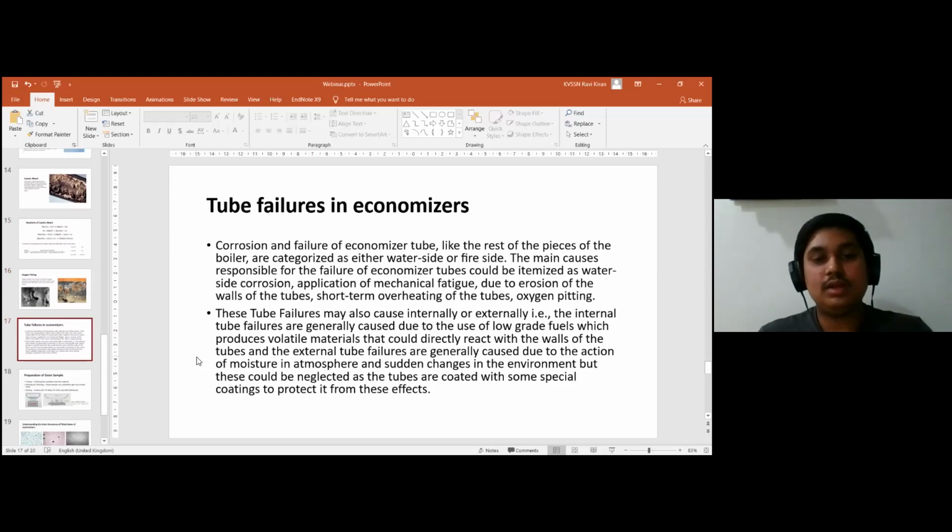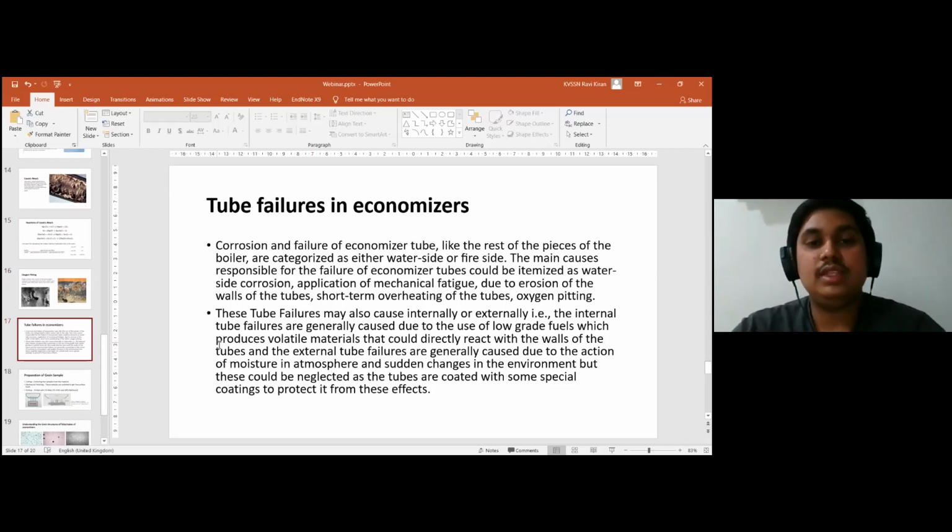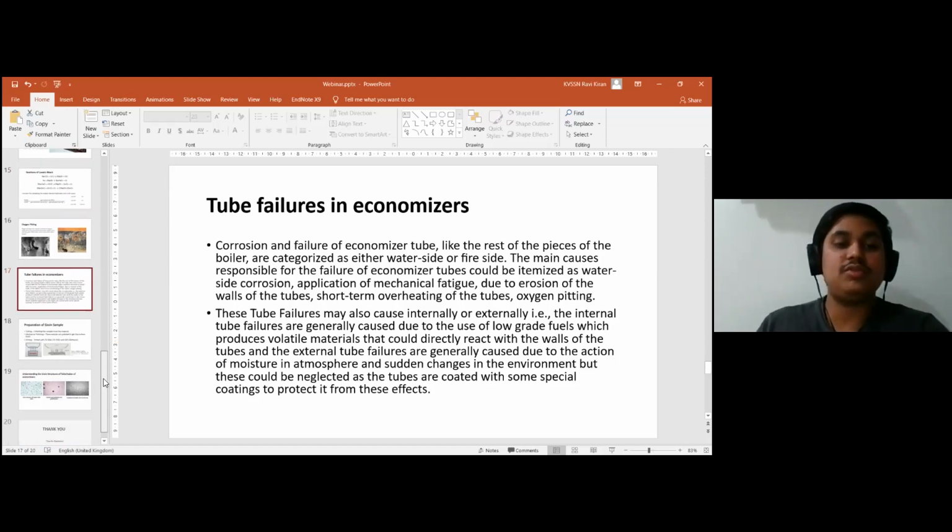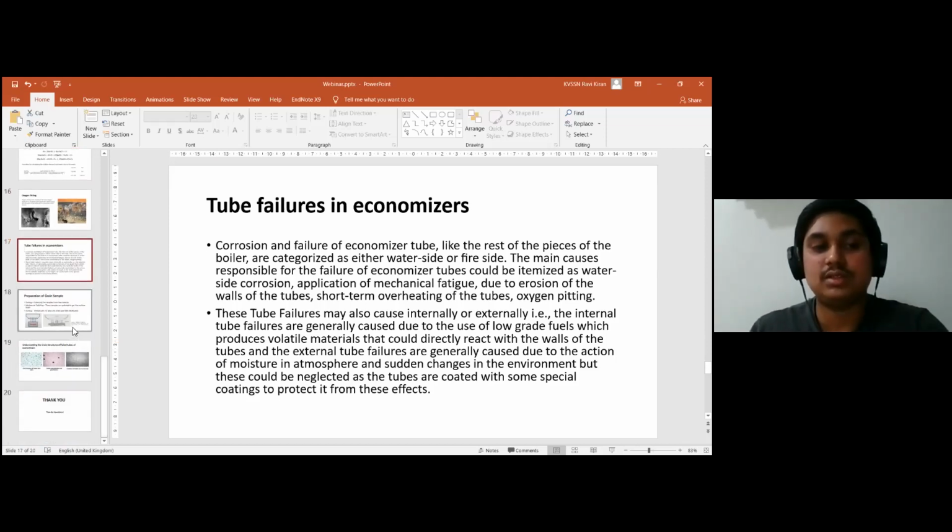So, tube failures in economizers, as we already spoke, generally happen due to these mechanical failures. But sometimes it has been recorded that these tube failures occur due to chemical reactions like caustic attack or caustic embrittlement and oxygen pitting, which occur quite rarely. But it is a point of interest for many researchers.